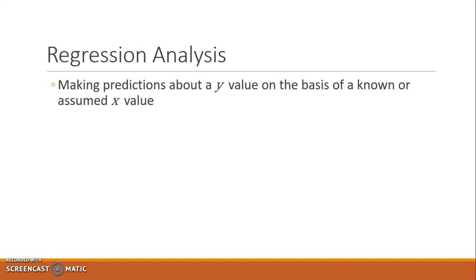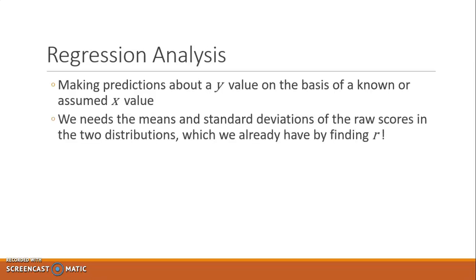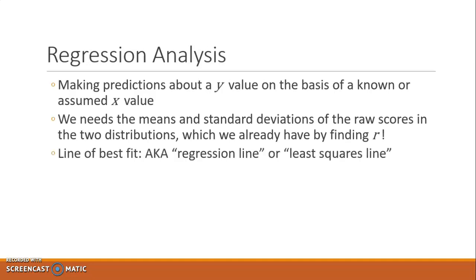So what do we need to be able to do this? Well, if you use the conceptual formula, the one with the z-scores, and not the computational formula to find your r, you already have them. You basically have everything that you need for this formula, which I'll talk about in a little bit. Because what do we need to do this? We need the means, and we need the standard deviation of the raw scores, which we have.